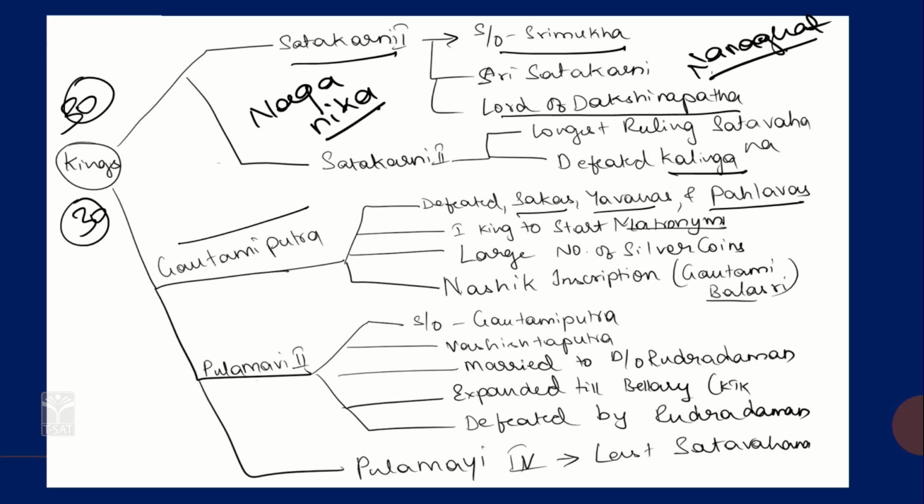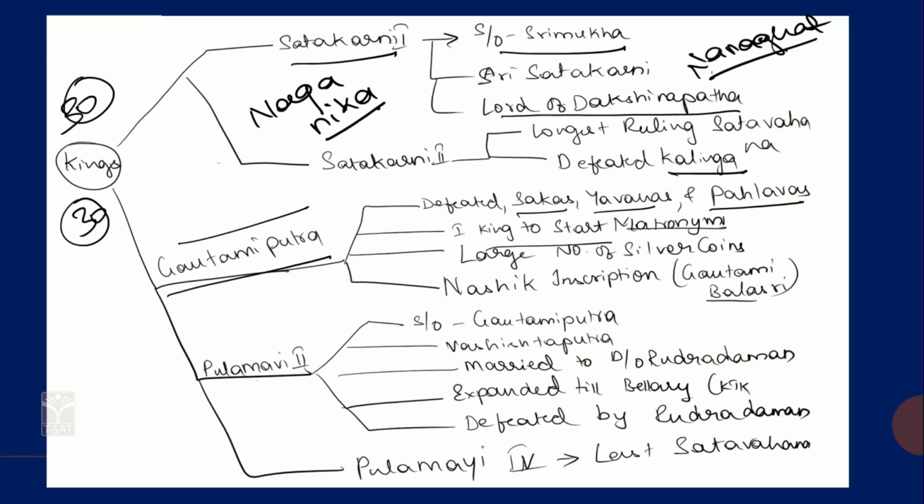That's why he is also called destroyer of all Kshatriyas. He was the first king to start the practice of matronym, which is every Shatavahana king from Gautamiputra and after used to take his mother's name as the first name. Like Gautamiputra's mother name is Gautami Balashri, so he is called Gautamiputra.